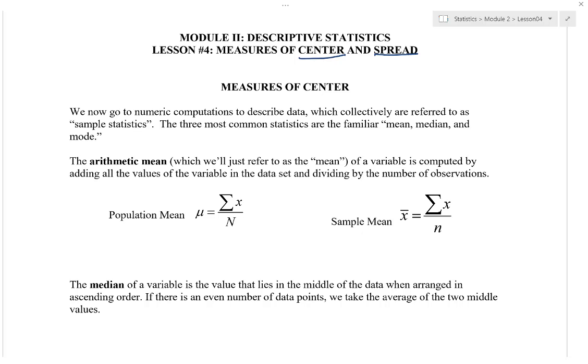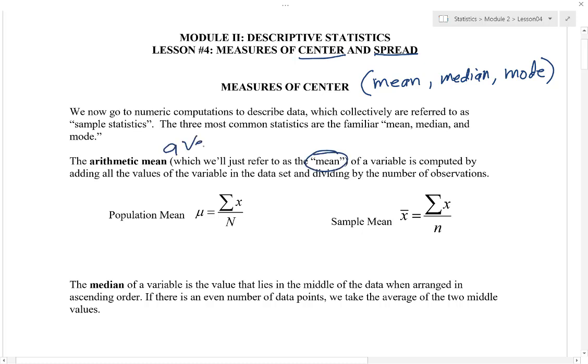So measures of center. These are the statistics that you're probably most familiar with. The big three, the 3 M's: mean, median, and mode. Those are what we call measures of center. The arithmetic mean is the first one, and generally we're going to refer to it as the mean. When you see the term average, that's generally what's being referred to as the mean.